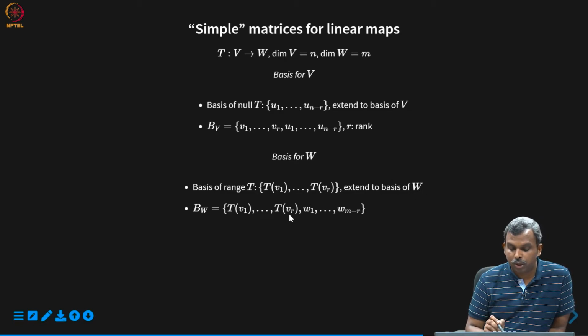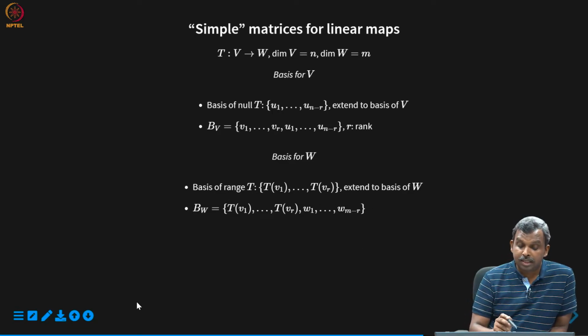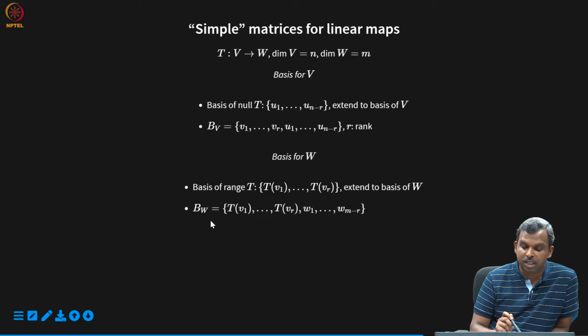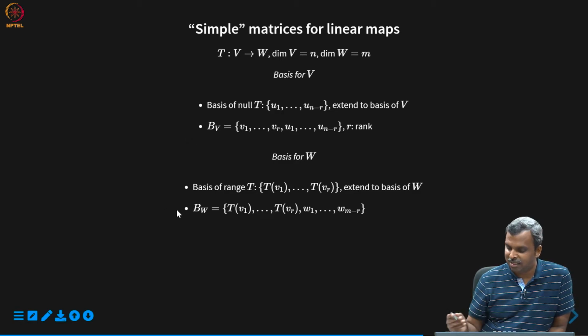So I'll have T of V1 to T of VR. And then I will add some additional vectors W1 to W(m minus R), so that the whole thing becomes a basis for W. I have taken T of V1 to T of VR and extended it to form a basis for W. That's what I did, okay. So this is how I will pick my basis BV and basis BW. These bases are very nice. You'll see what happens to the matrix shortly when you do this.